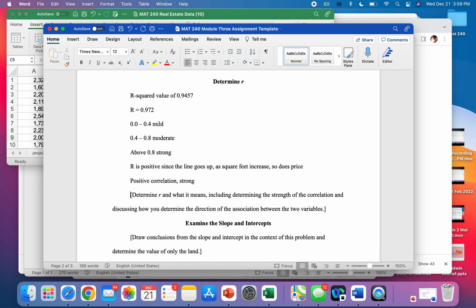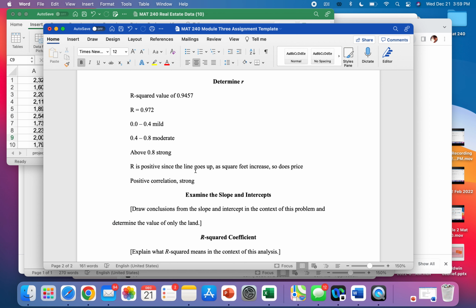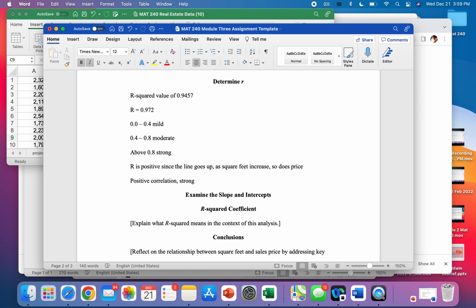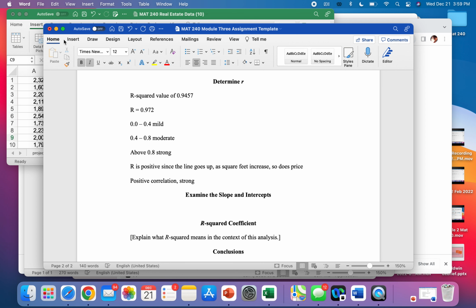Let me read the directions here. We found R, we found the strength, and how it looks associated to the graph. The line goes up, which means as square feet go up, so does list price. So it's positive R. It's above 0.8, so it is strong. Examine the slope and intercepts. Let me undo that. I'll just turn off the bold and italics.